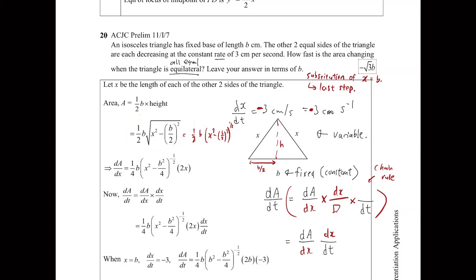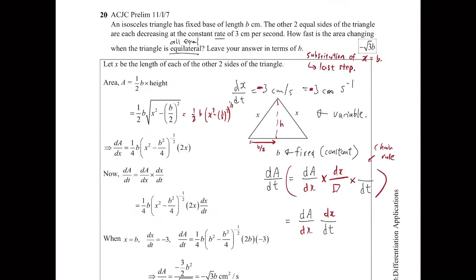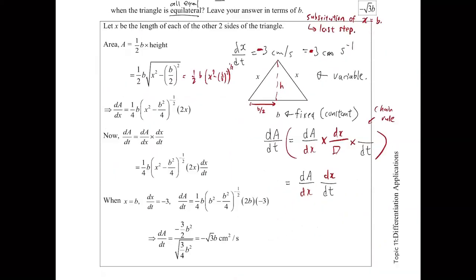Okay, then dA by dt is found. You just need to simplify, and you realize that you get this as your answer. Just be careful of the units, cm squared per second, and there is a negative sign. Okay? Good, 20 done. Let's move on to 21.